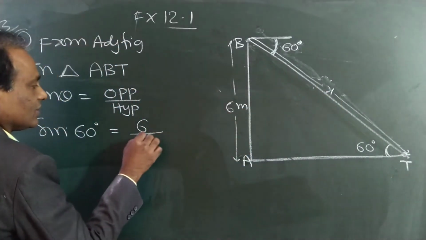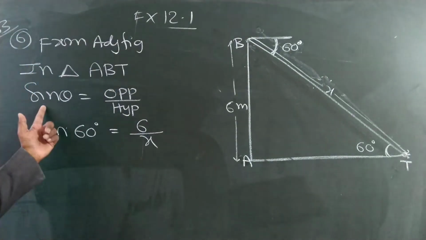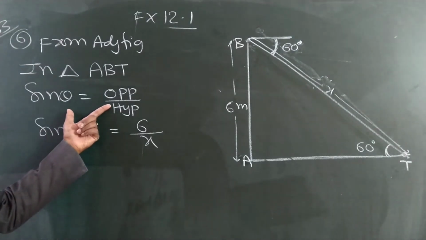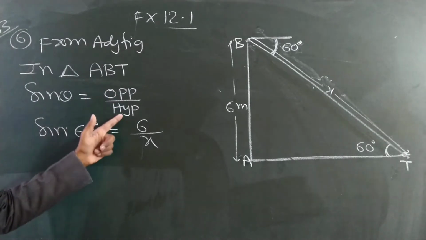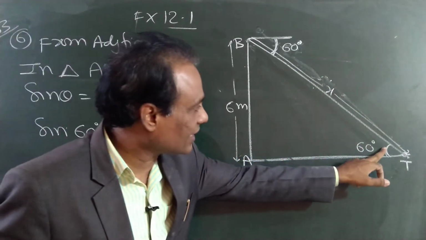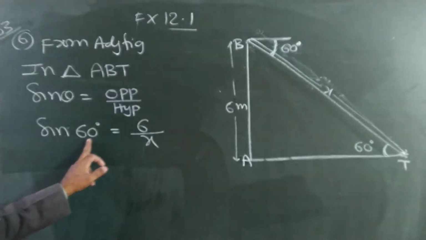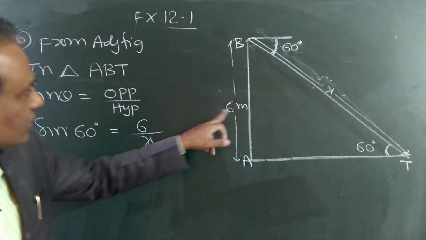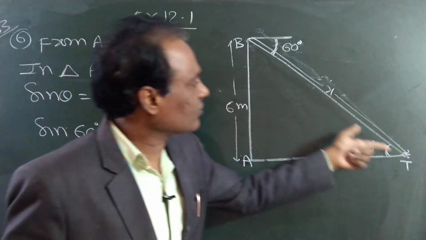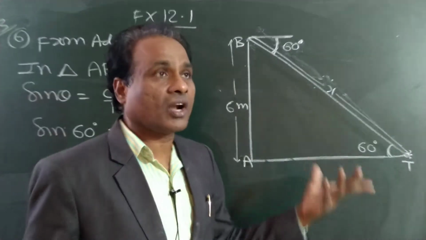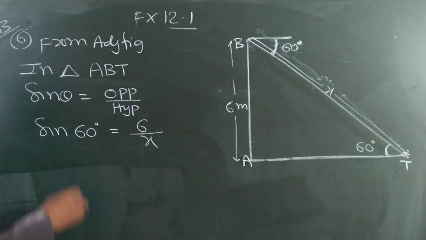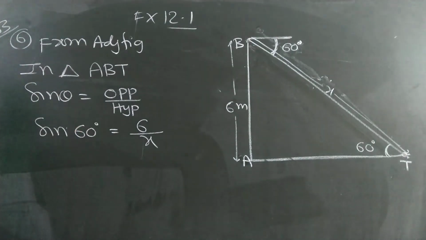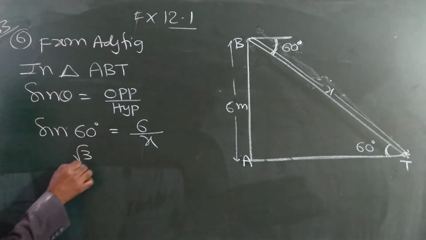Hypotenuse is x. Sin theta definition formula. Sin theta is equal to what is the formula? Opposite by hypotenuse. For this angle, because we are taking 60 degrees, what is the opposite side? Exactly, opposite is 6. Hypotenuse, the biggest side in a right angle triangle, is always called hypotenuse, x. What is sin 60 value? See the table. Sin 60 value is root 3 by 2.